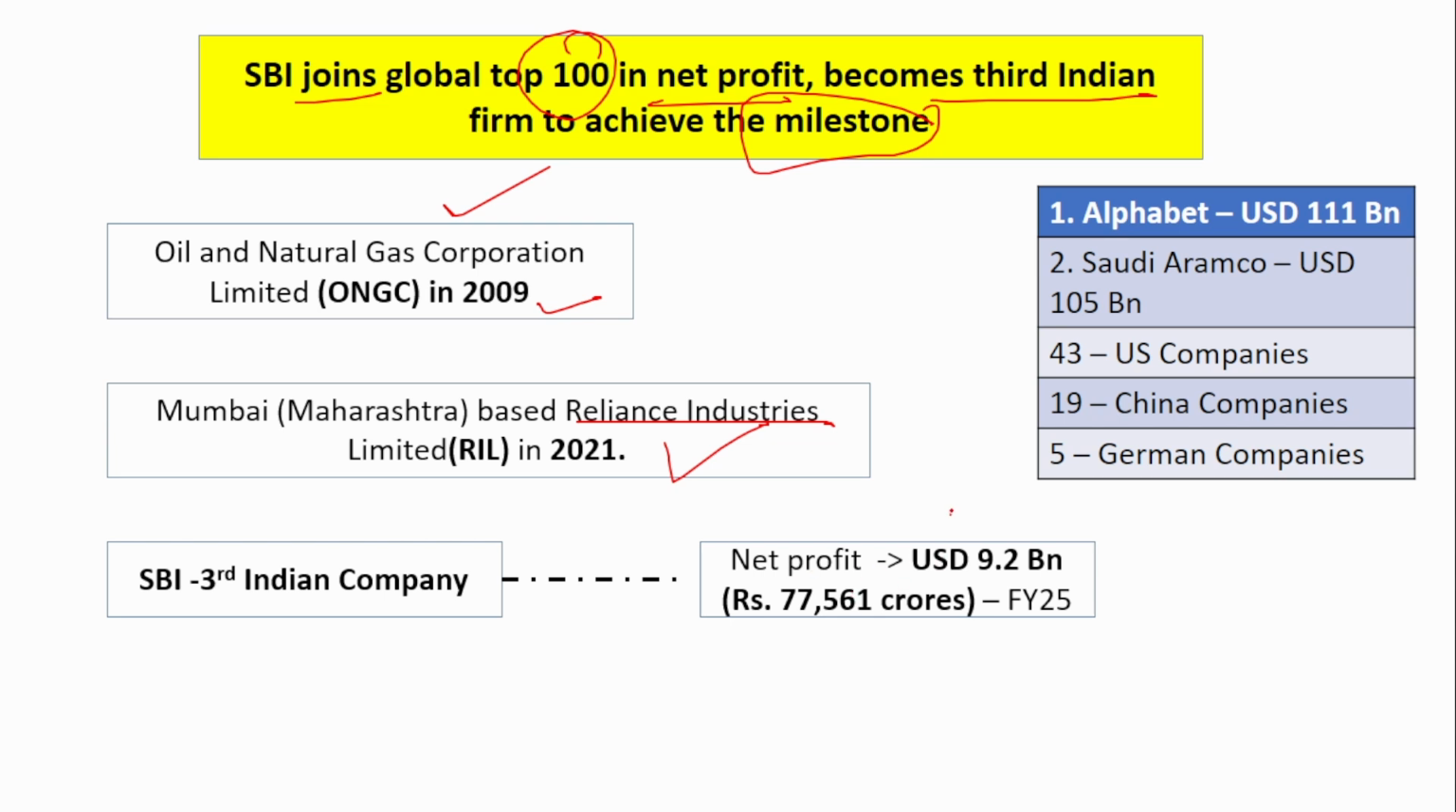Net profit is around 9.2 billion in financial year 25. Okay. And the top two companies in the top 100 in net profit terms, remember, this is in terms of net profit, are first Alphabet, next Saudi Aramco. And in the top 100, around 43 companies are from US, 19 companies are from China, and next 5 companies are from Germany. So maximum representation is from US, then China, then Germany.